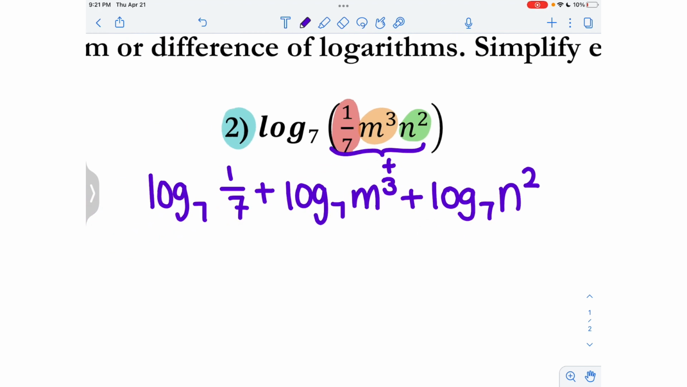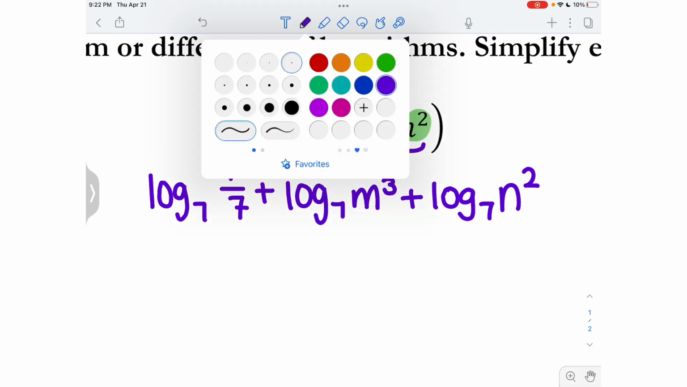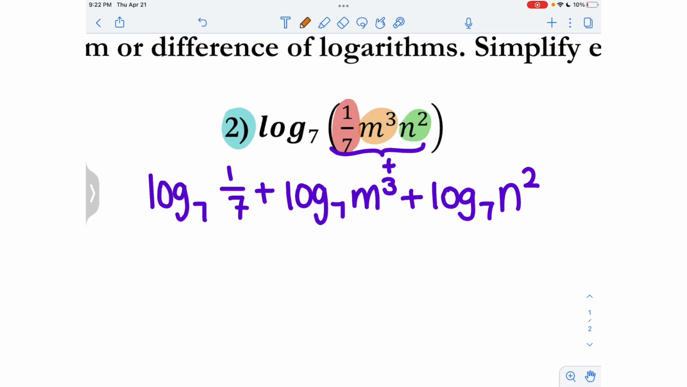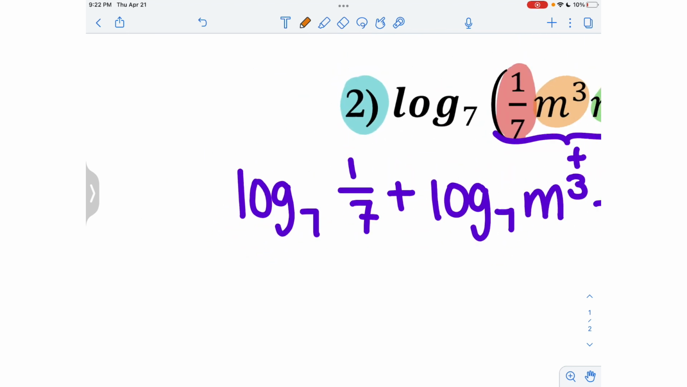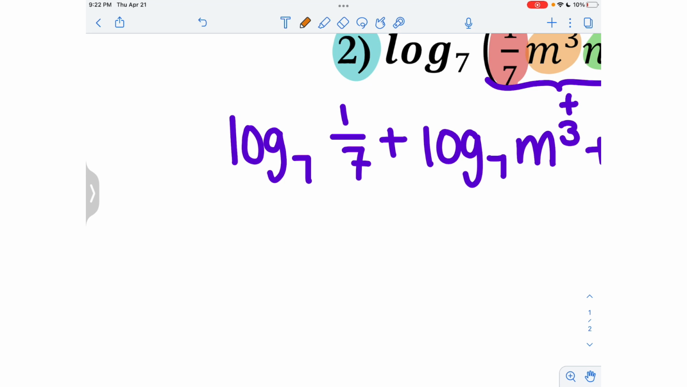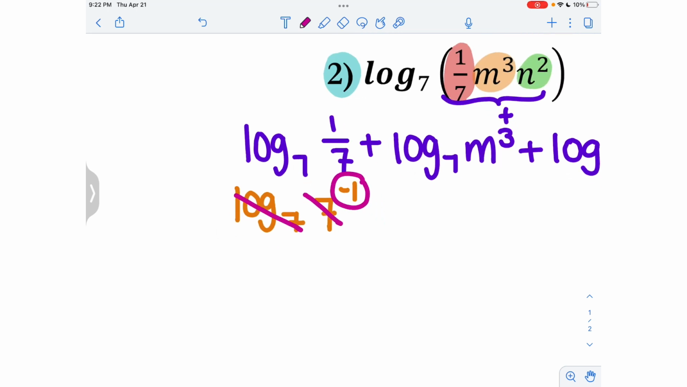The next thing we want to do is drop down the exponents in front. And also, if I have a number after the log, I want to see if there's any way I can simplify that. So let's take a look at this part first. I hope you all can agree that we can rewrite 1/7 as 7 to the negative first. And there's a property that says if the base number matches the number that comes after, those cancel, and the answer is just whatever the exponent is. So log base 7 of 1/7 is actually equivalent to -1.